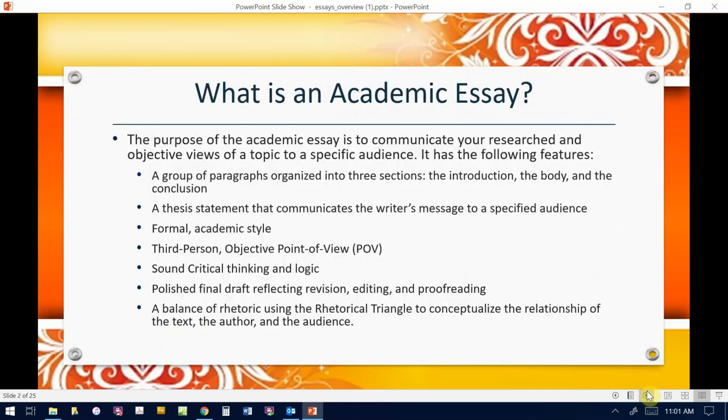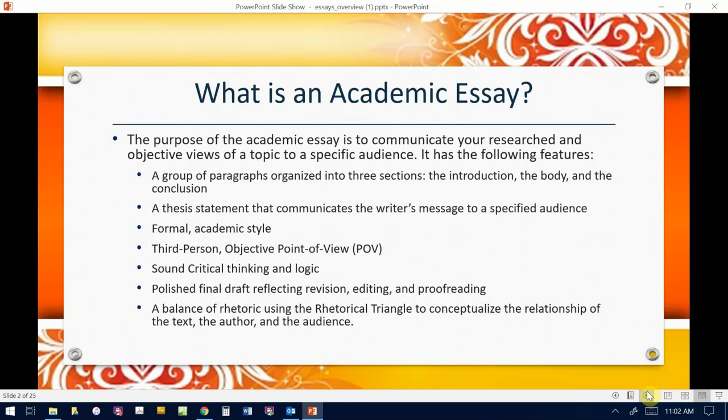So the first thing is defining an academic essay. Basically, an academic essay communicates a message with a purpose to an audience. And all of those are really, really important. And we'll talk about some of those parts here in a little bit. But this kind of gives you a breakdown of the components, right? So usually we're looking at a 3-part essay: introduction, body, and conclusion.